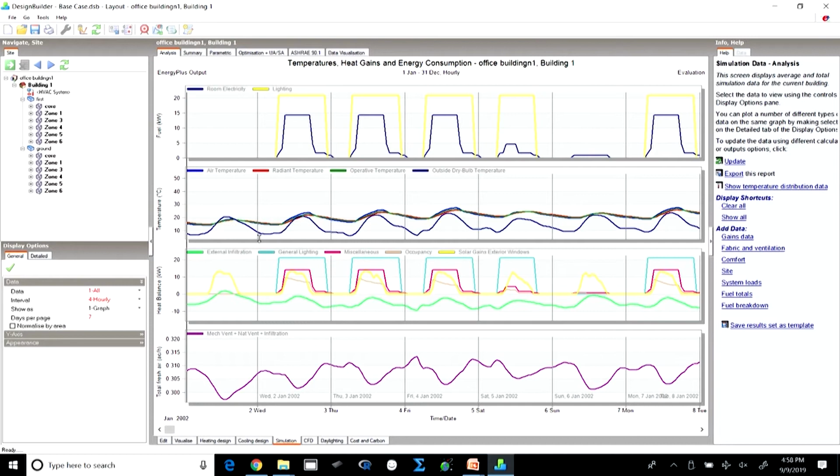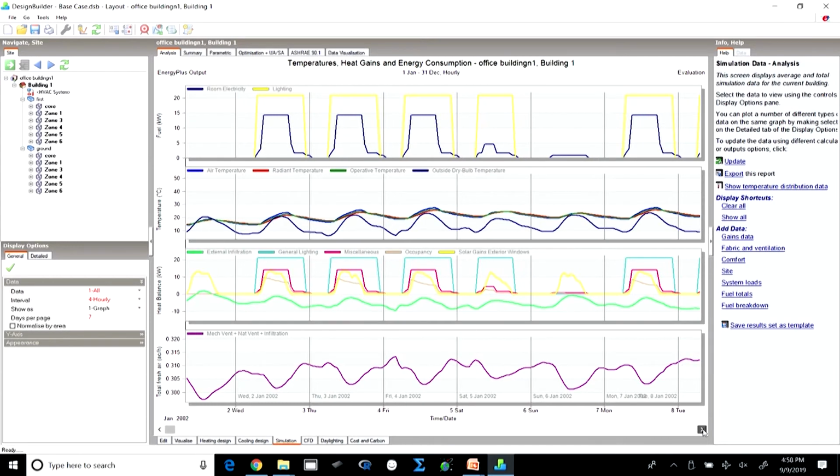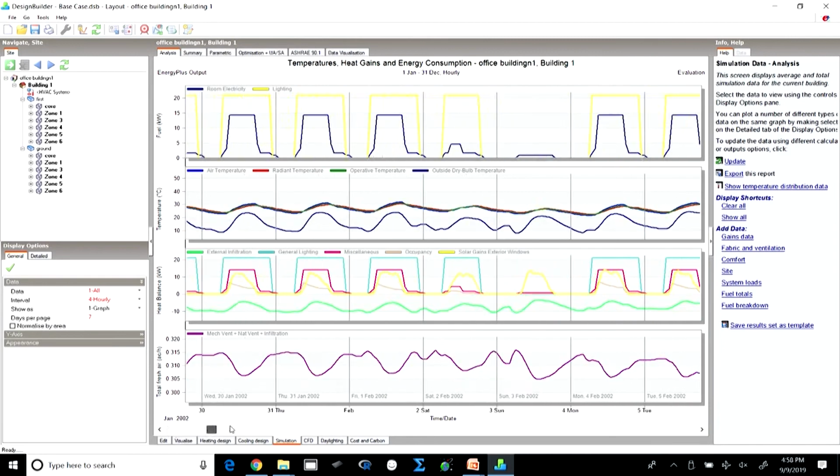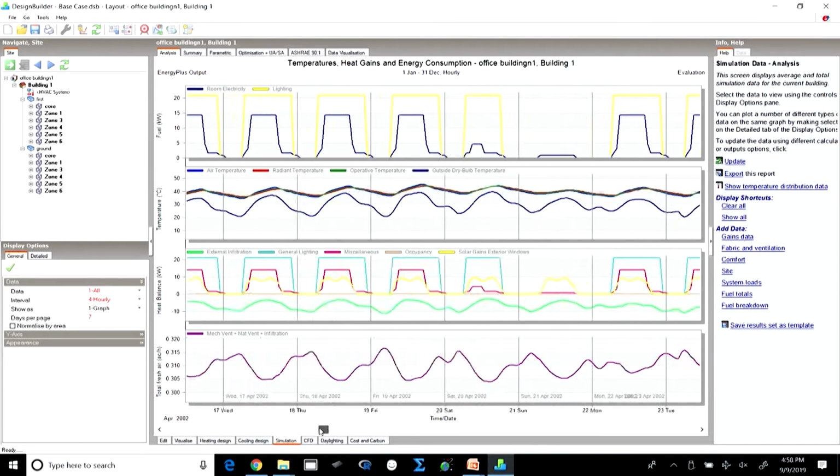So, we can see that the building is able to raise the temperatures to some constant temperatures indoors. If we move on, we can see the 7 days at a time, and if we move on, we see how the situation is when we come to summer.